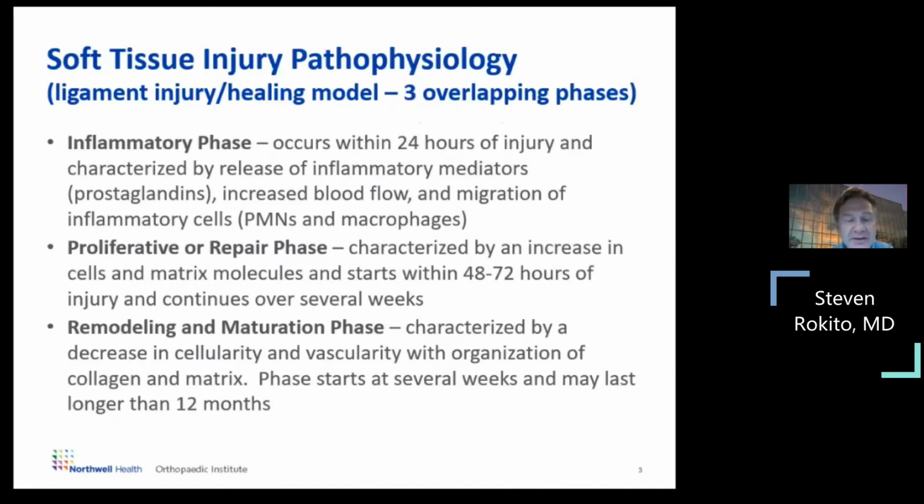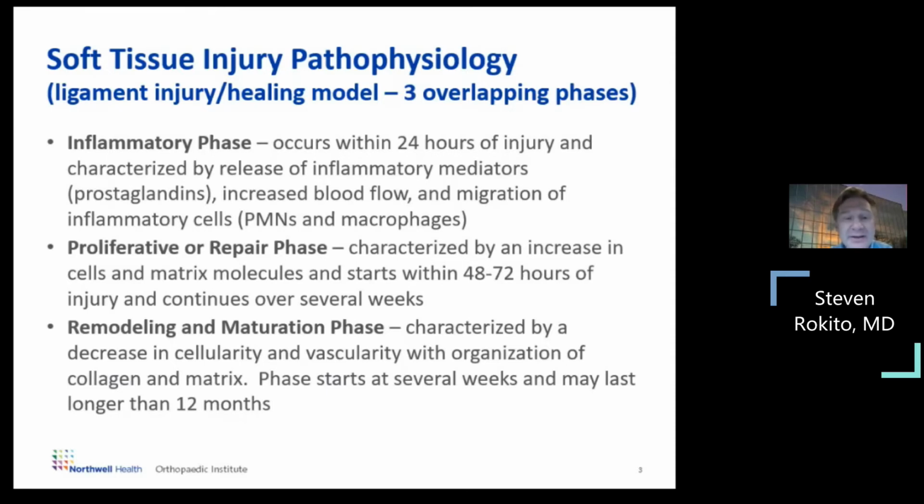A large percentage of the injuries we see follow the typical ligament injury healing model with the three overlapping phases. The inflammatory phase occurs within the first 24 hours of injury, and this is characterized by the release of inflammatory mediators, increased blood flow, and migration of inflammatory cells to the site. The second phase is the proliferative or repair phase, and this is characterized by an increase in cells and matrix molecules, which start within 2 to 3 days after the injury and continue over several weeks.